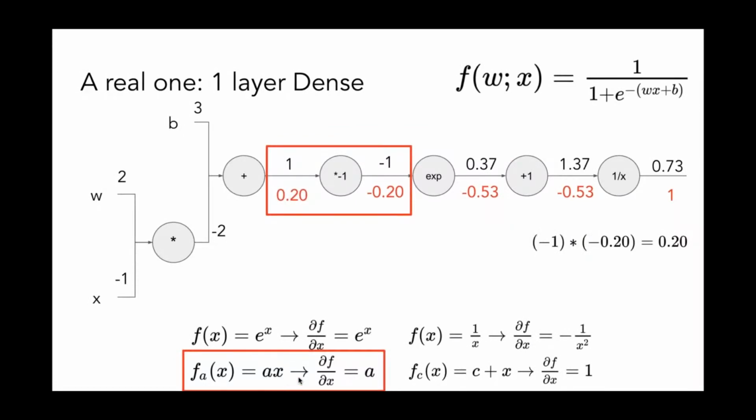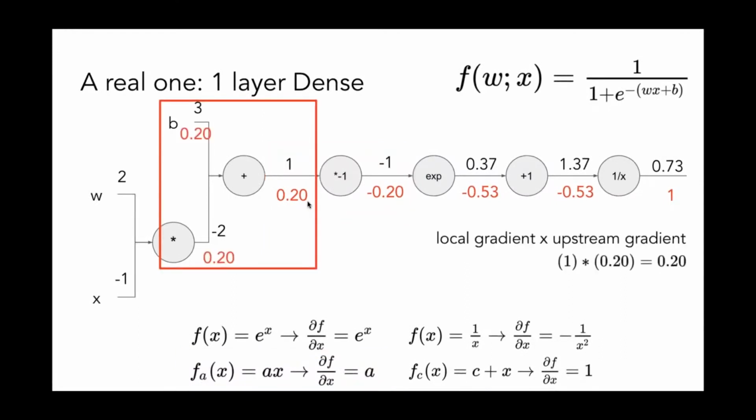And then we have the multiplication by a constant. So in this case, we multiply by -1. And when you multiply by a constant, not add, the derivative is the constant itself. So in this case, we have the gradient times the constant, which is -1. And so you have 0.20, you just invert the sign.